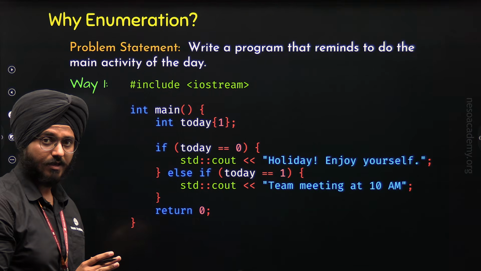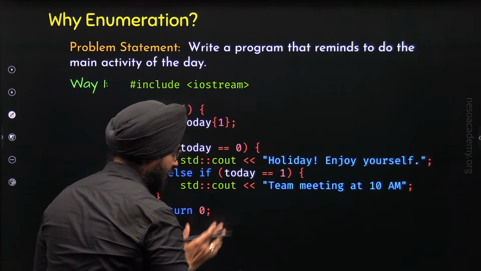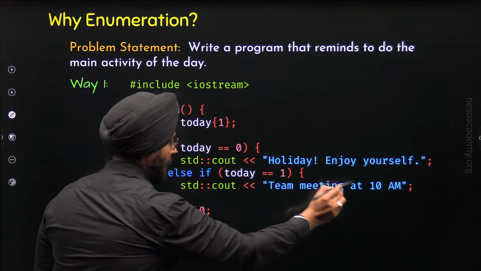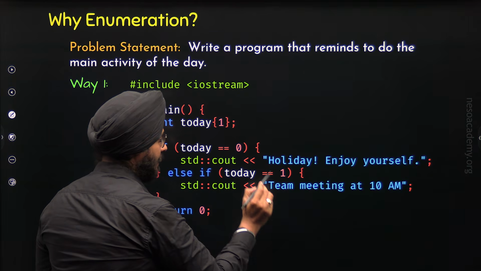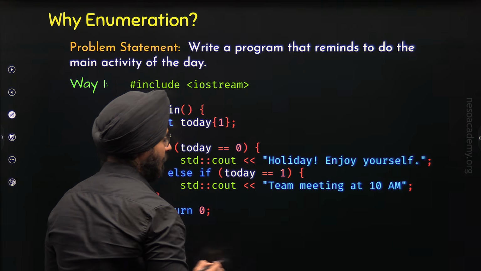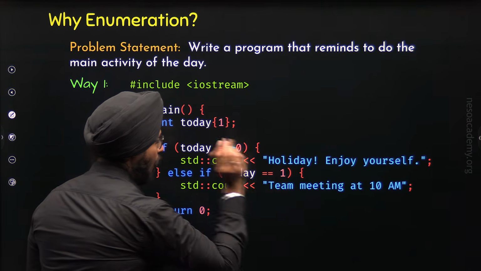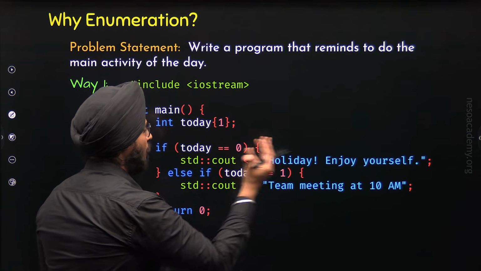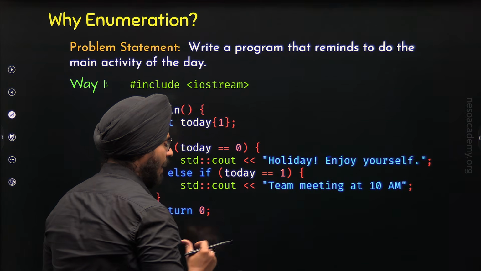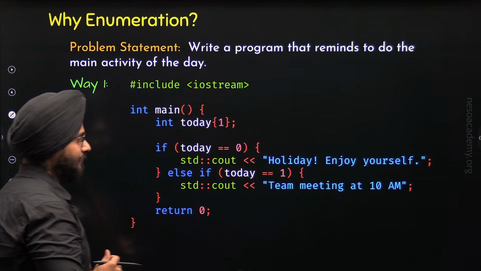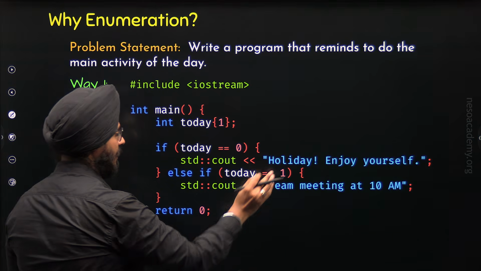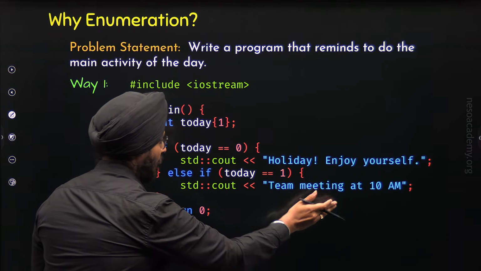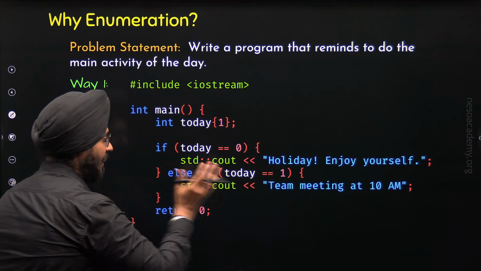Here we are checking, is today a Monday? If today is Monday, then this line of code will execute, and on the screen we will get "team meeting at 10 a.m." This is the main activity of the day. This is the activity that I have provided from my side. You can provide your own activity if you want. Clearly, if today is Monday, then this message will be displayed on the screen. This reminds us of the main activity of the day.